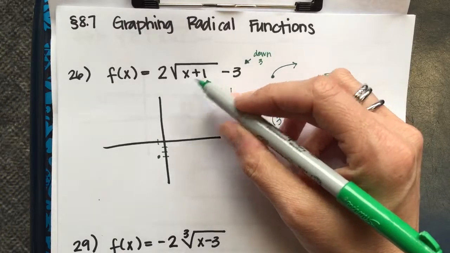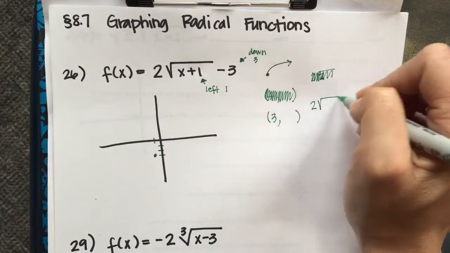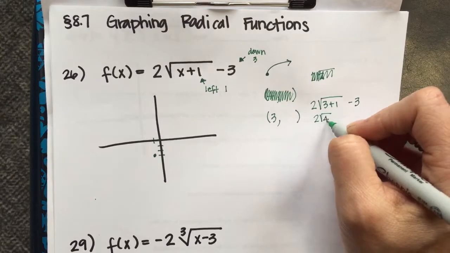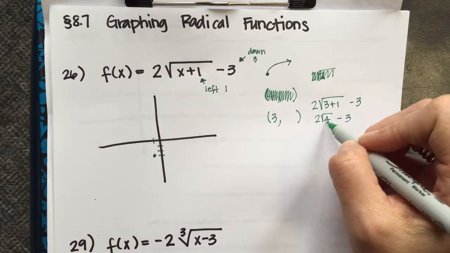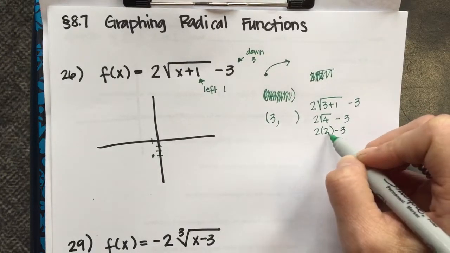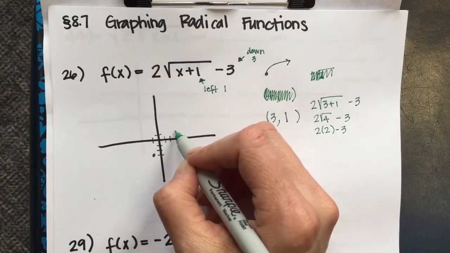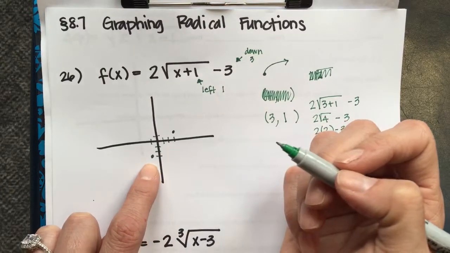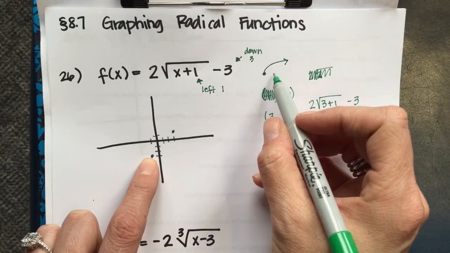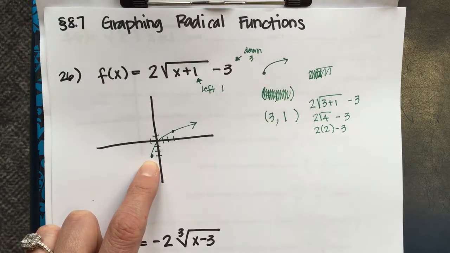I need to substitute that in to get the y value for that point. So if I substitute 3 in, 3 + 1 is 4, square root of 4 is 2, 2 times 2 is 4, minus 3 is 1. So when x is 3, the y coordinate is 1. Be careful to keep in mind which point it starts at. It started at this one down here. It has this shape, and it's going to go through that point. So it looks something like that.